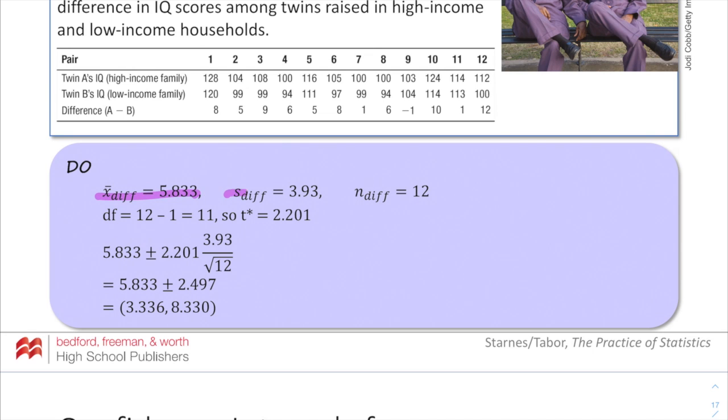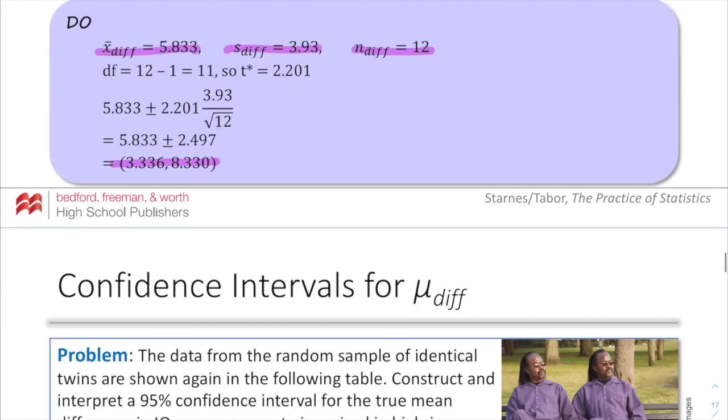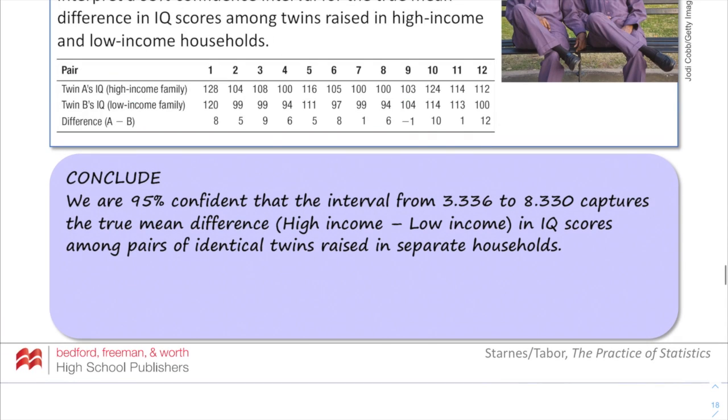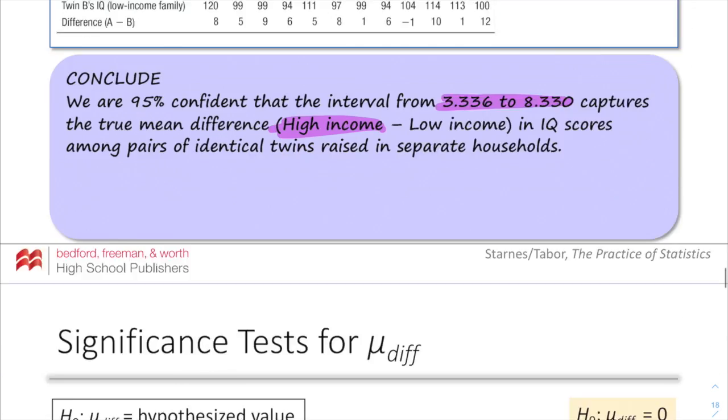So x bar diff, standard deviation diff, sample size diff. Plug everything into your formula just like before. 3.336 to 8.330. So our conclusion is we are 95% confident that the interval from 3.336 to 8.330 captures the true mean difference, high income to low income, in IQ scores among pairs of identical twins raised in separate households. So from this interval, we're saying that those in the higher income households have a higher IQ.